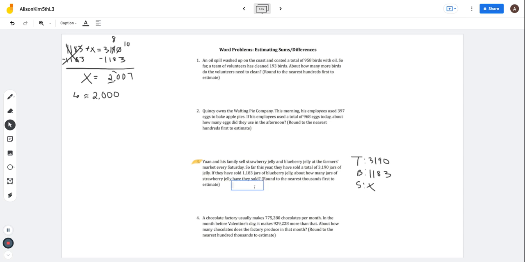So for number 3, it would be they sold about 2,000 jars of strawberry jelly. And for word problems, always remember, it's very important that you see if they have labels or not, because labels are extremely important, okay?